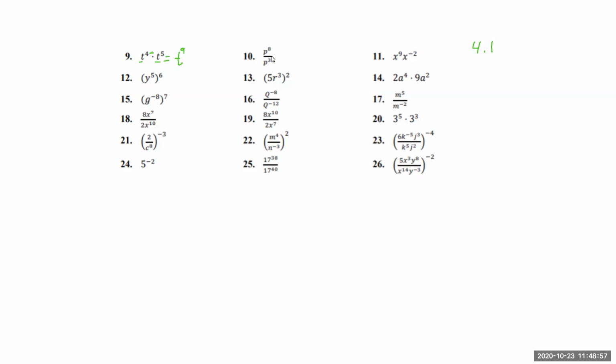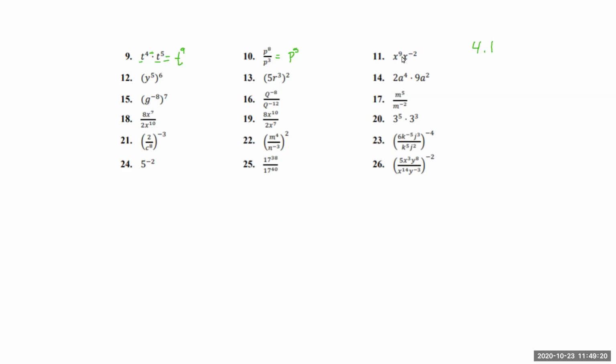Over here with number 10, it's going to be sort of the same thing, except now instead of adding the exponents, we're actually going to subtract the exponents. So we have p to the 8th divided by p to the 3rd. So p is going to be our base. And if we do 8 subtract 3, we have p to the 5th as our final answer there.